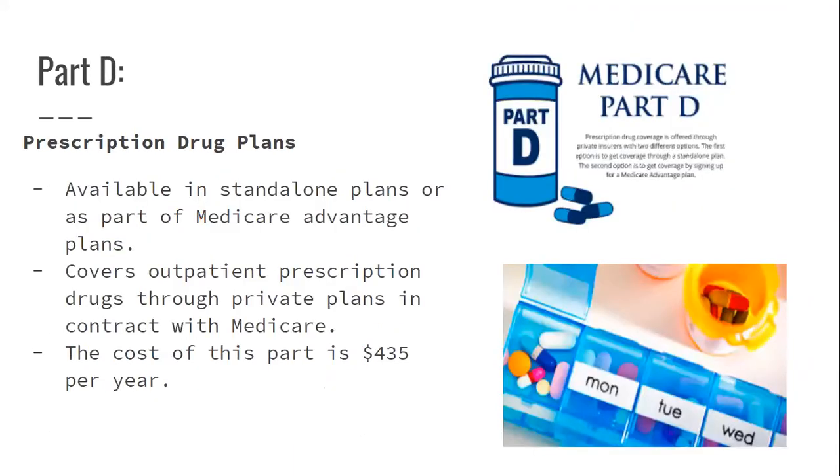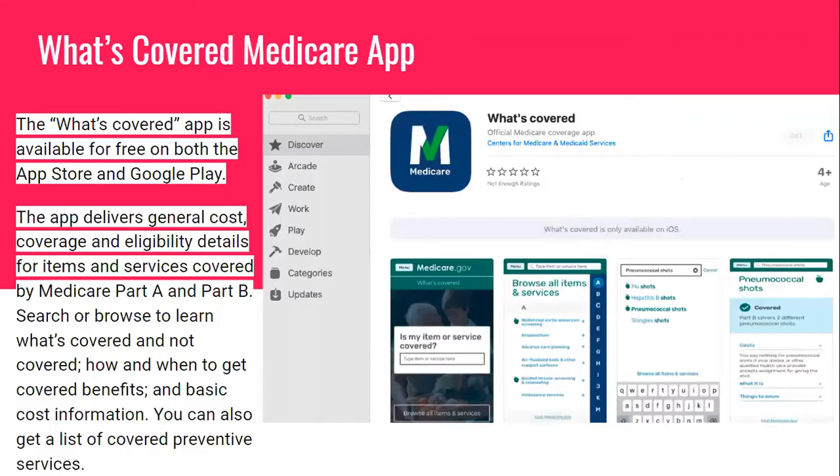Part D, prescription drug plans. It is available in standalone plans or as part of Medicare Advantage plans. It covers outpatient prescription drugs through private plans and contracts with Medicare, and the cost of this part is $435 per year. While I was doing my research, I found that most people do Part A and B, but some people do all of the parts, or you can choose whichever one you want.